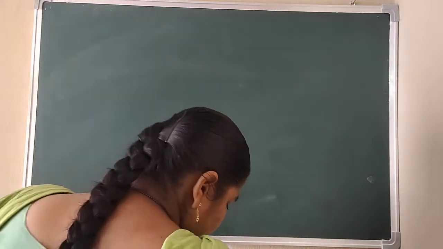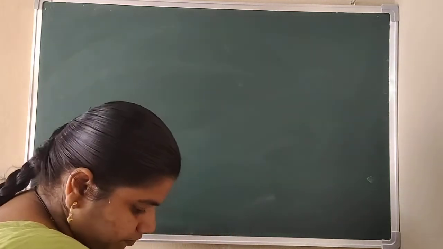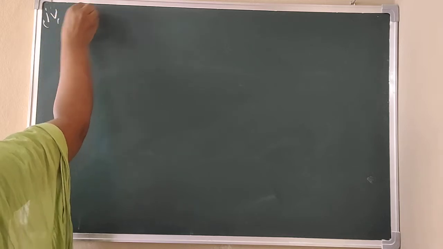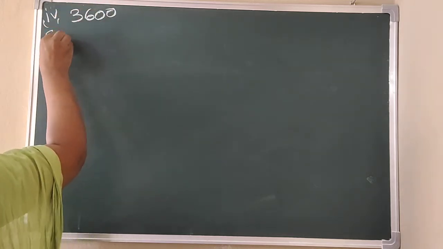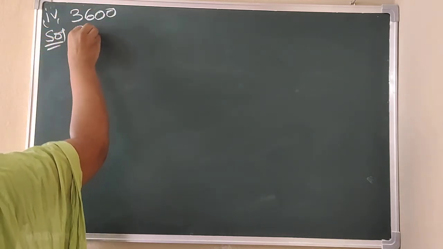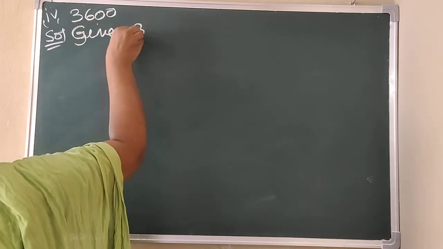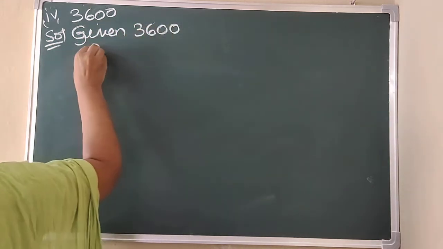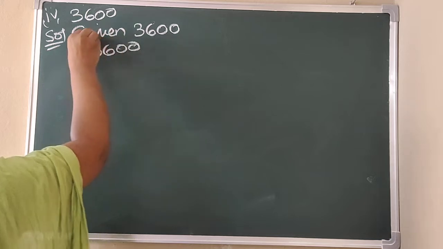Next is 3,600. Given 3,600. So for this we have to do prime factorization now.